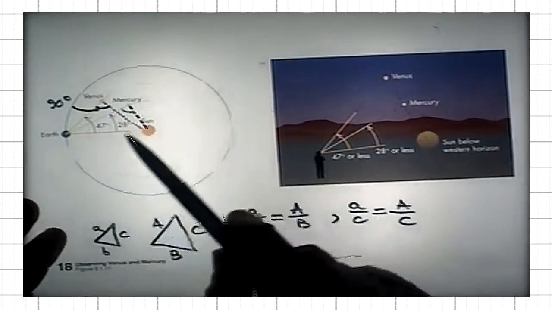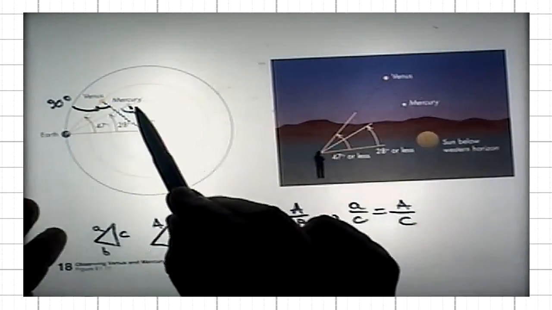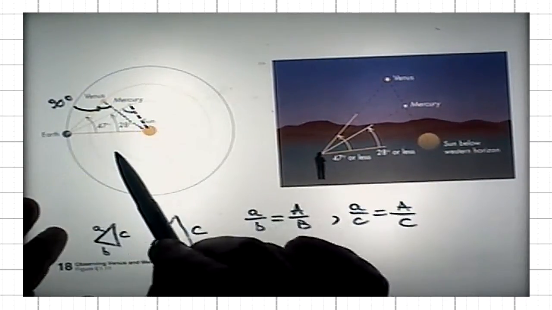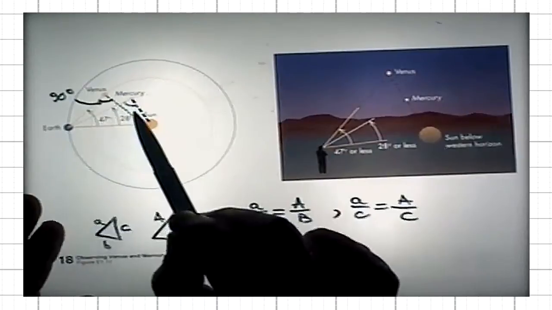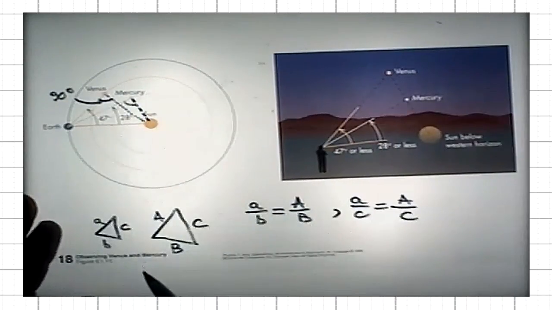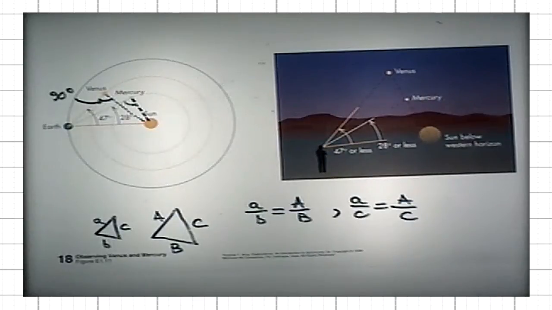Nevertheless, you can say what fraction of the Earth-Sun distance is the Mercury-Sun distance. You can also find out what fraction of the Earth-Sun distance is the Venus-Sun distance. And that's already a lot. You can compare the distances of the planets from the Sun.